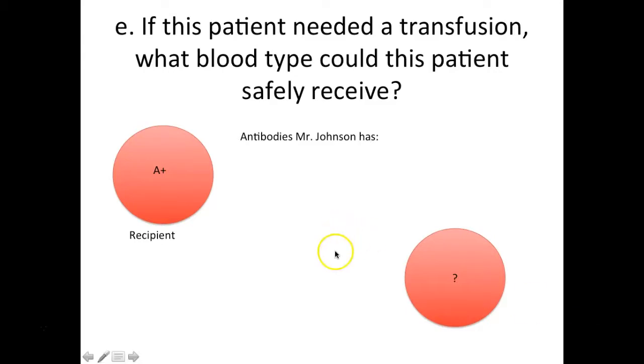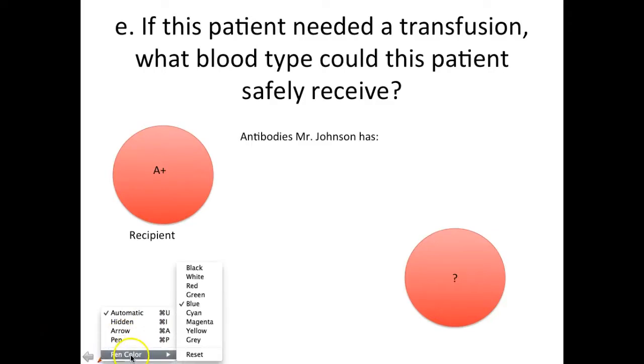So you want to think of whatever person you chose. I created a person because I think it's easier to kind of start from scratch instead of referring back. So Mr. Johnson, he's going to have A positive blood. He is the recipient. This is going to be our donor. So if we want to figure out what blood he can safely receive, we got to think about the antibodies that Mr. Johnson has.